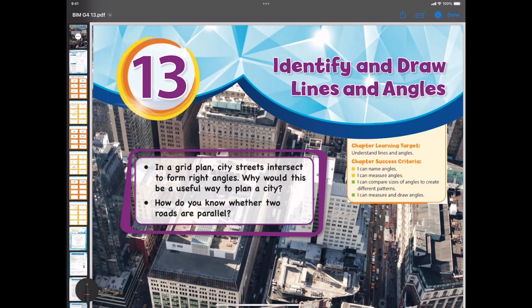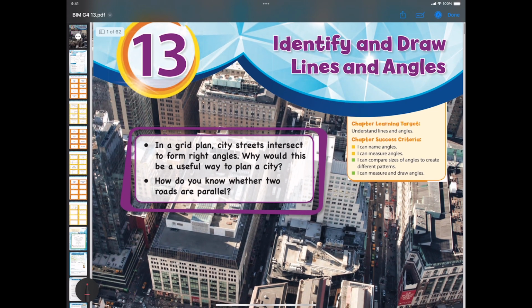Hello, my fourth graders. This is lesson 13. Identify and draw lines and angles. Our target for this chapter is to understand lines and angles. It's pretty simple, but you have things to memorize. Okay, so let's go on.